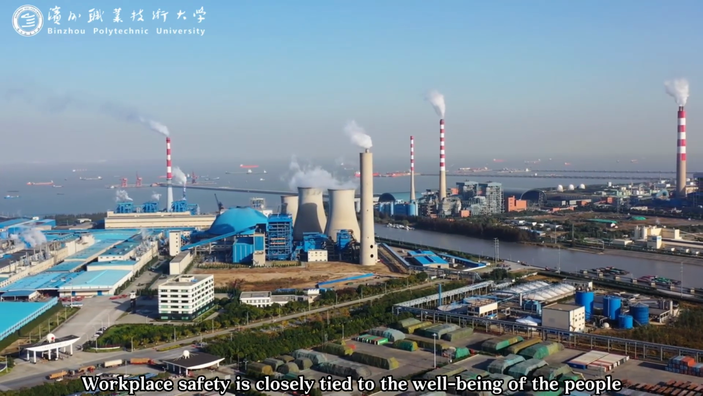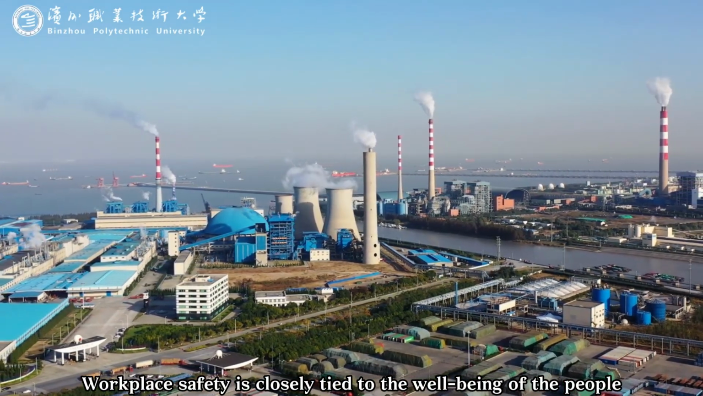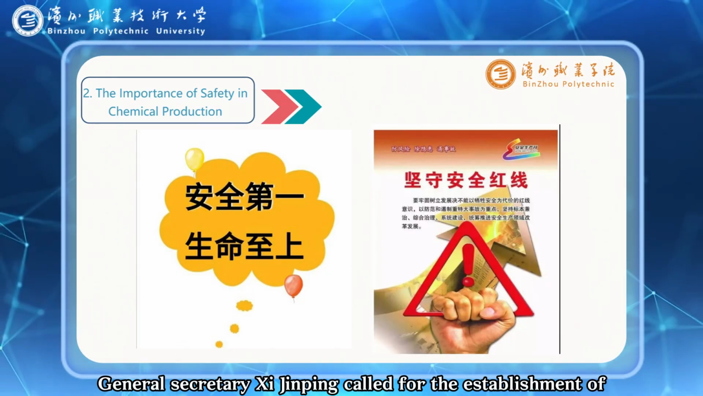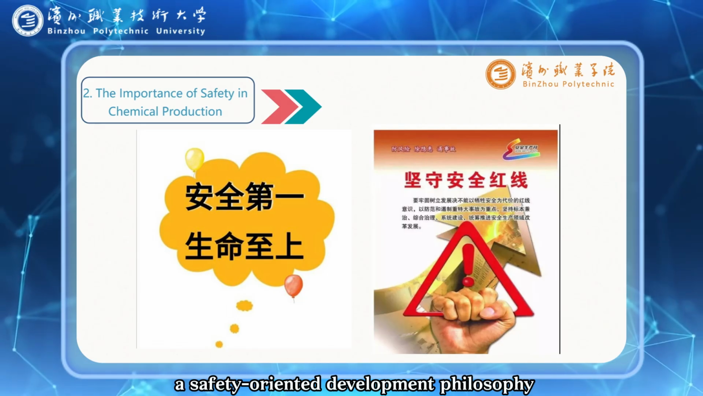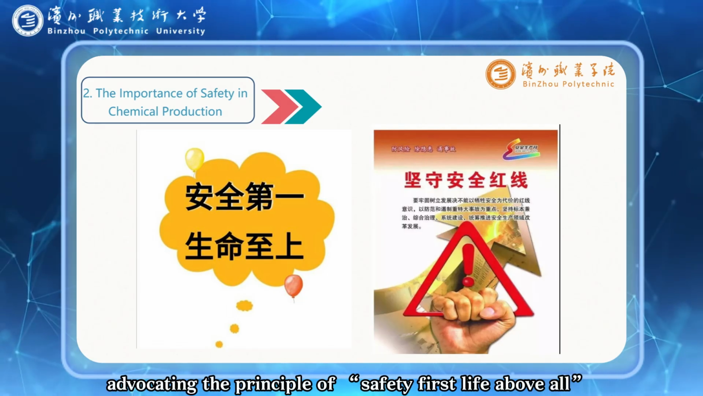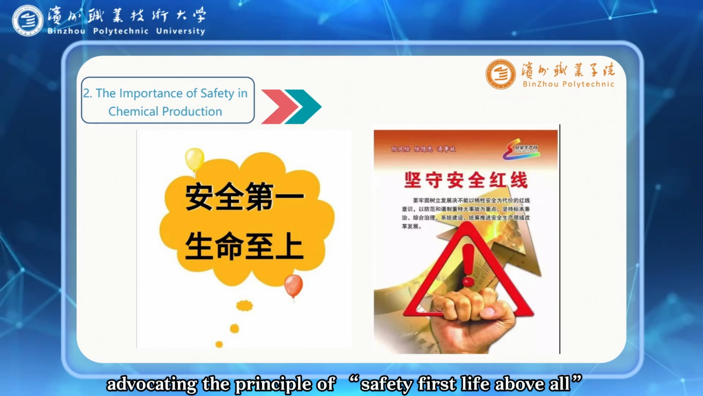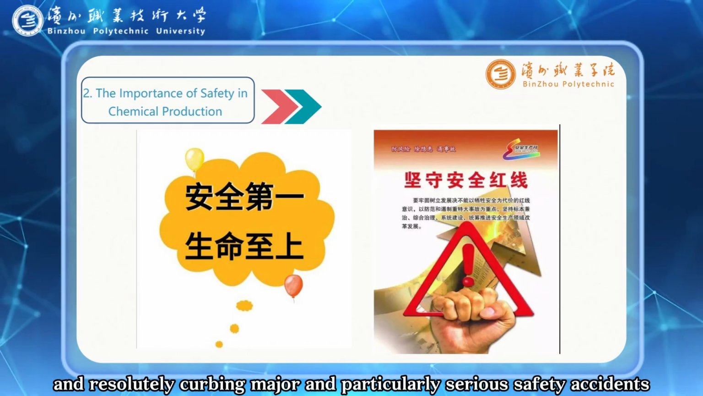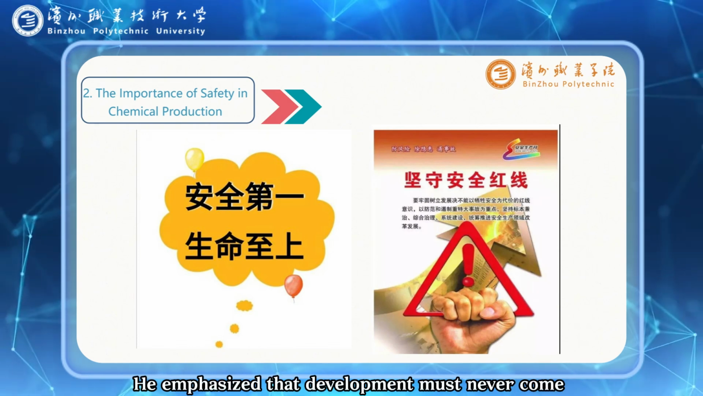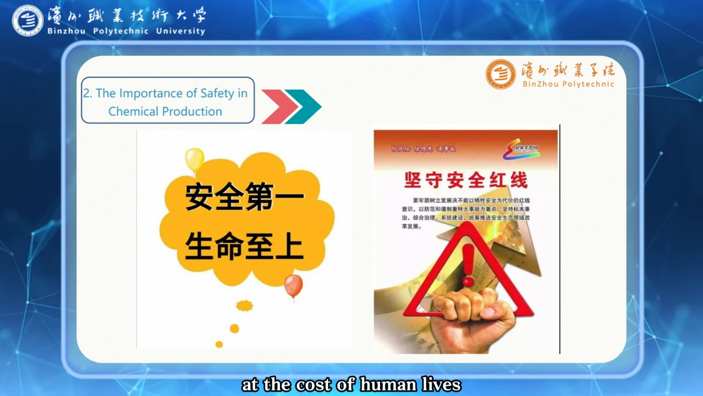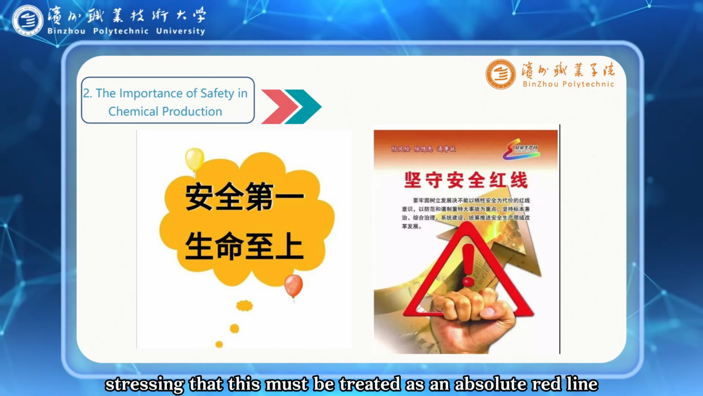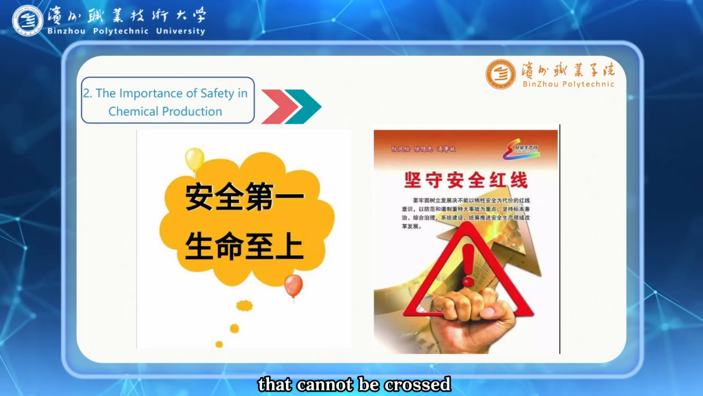Workplace safety is closely tied to the well-being of the people. General Secretary Xi Jinping called for the establishment of a safety-oriented development philosophy, advocating the principle of safety first, life above all, and resolutely curbing major and particularly serious safety accidents. He emphasized that development must never come at the cost of human lives, stressing that this must be treated as an absolute red line that cannot be crossed.